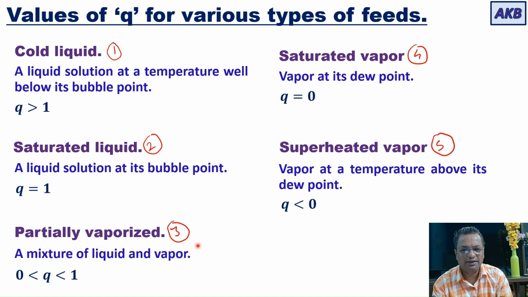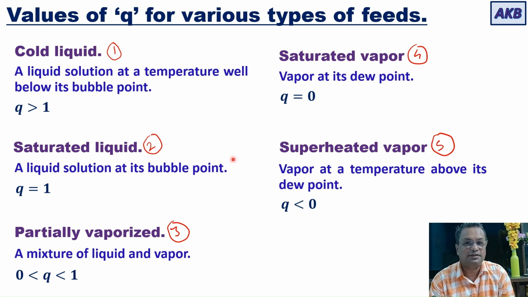Okay. So at the end, we now know the various values of Q. For cold liquid, Q is greater than 1. For saturated liquid, Q is equal to 1. Saturated liquid can also be understood as a liquid solution at its boiling point. Then for partially vaporized feed, Q is between 0 and 1. For saturated vapor, Q is equal to 0. And for superheated vapor, Q is less than 0. I have discussed how these values are obtained in my earlier videos. Please go and watch those videos.